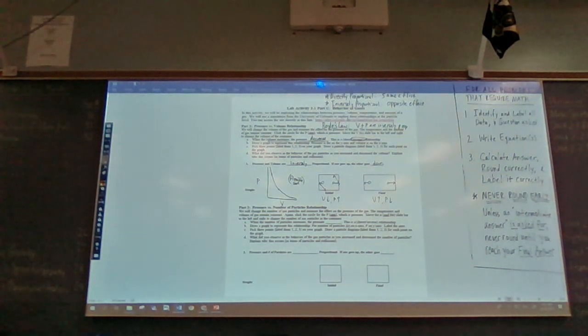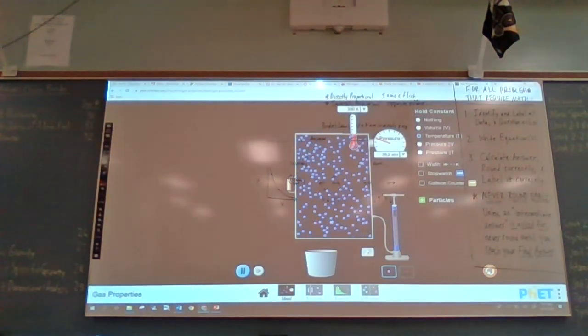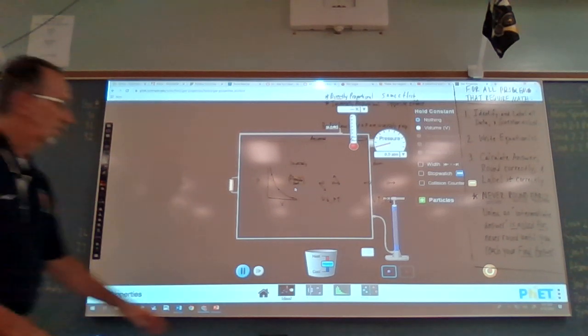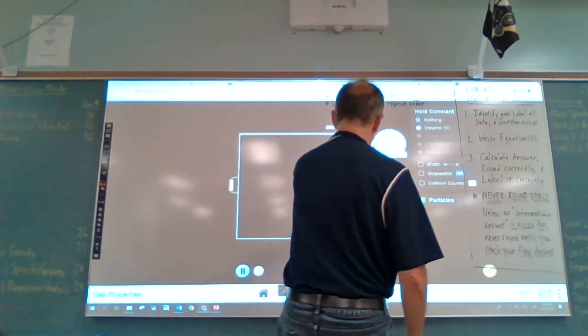So the second one is we're going to look at pressure versus number of particles, all right? Pressure versus number of particles. So now we're going to leave the volume the same, okay? Let me clear this out and erase my stuff here so we can see that better. There we go.